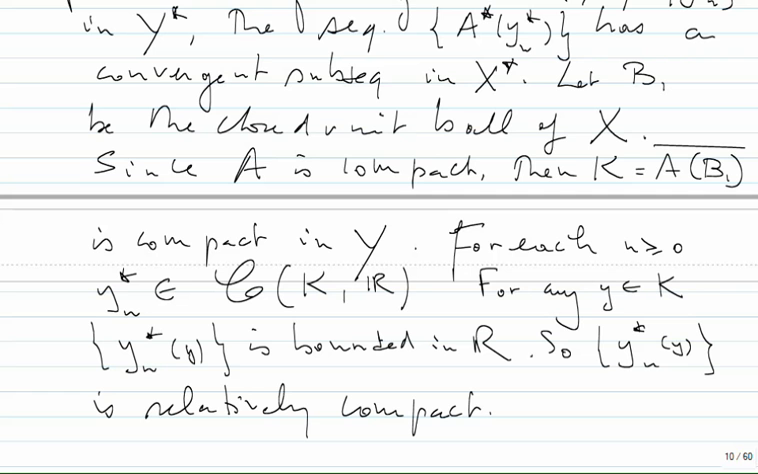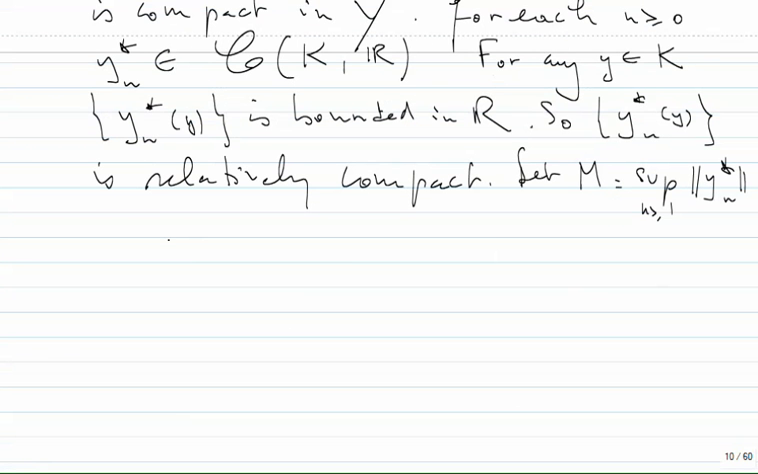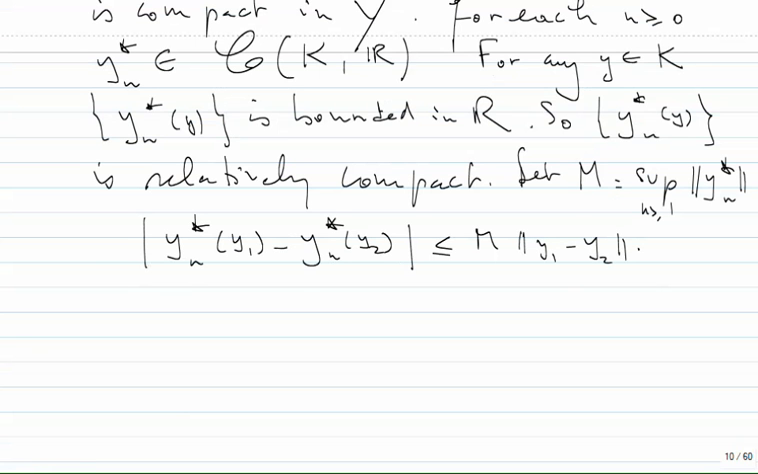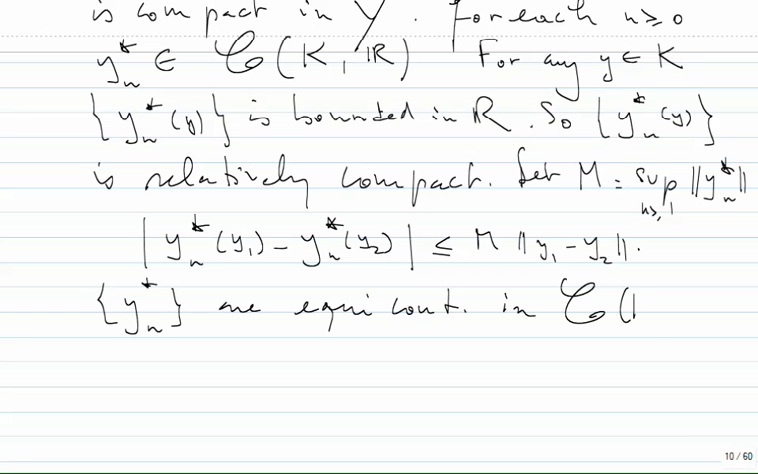And of course they are all efficient maps, because they are linear functionals, they are bounded. So if we set M to be the sup of the norms of the y_n stars, then all of them are Lipschitzian. So we have the absolute value of y_n star y1 minus y_n star y2, where y1 and y2 are in K, is less or equal than M times the norm of y1 minus y2. Since they are all Lipschitzian with the same constant, the family y_n star is equicontinuous in C of K, R. So this clearly implies that the family is relatively compact, which means that there is a subsequence which converges.